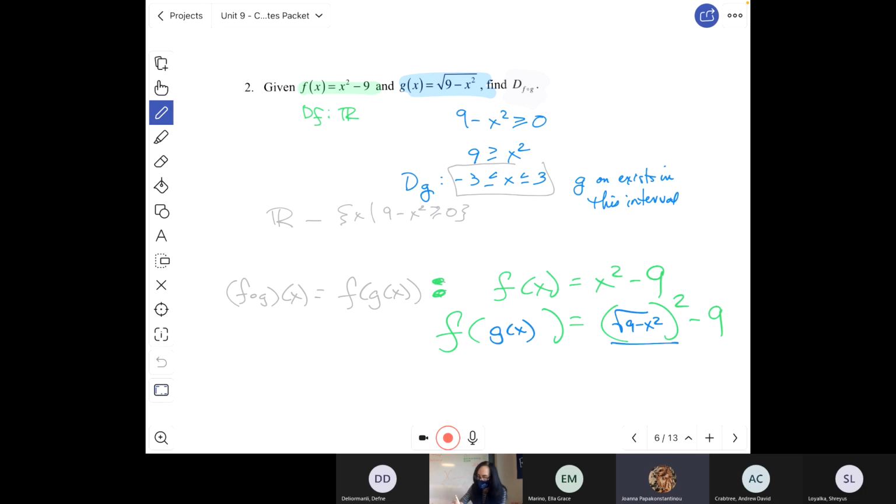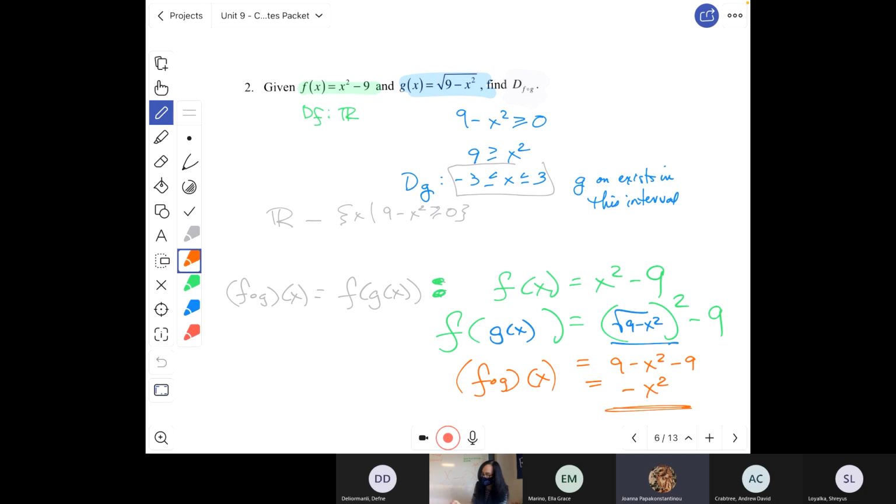You can simplify the first one and just have it be 9 minus x squared because you're squaring the radical. Beautiful. So then you would have f of g of x equals negative x squared. Okay, so this is f of g of x. Do I have any restrictions on this? No, you don't. That's just a quadratic parent function that has been reflected across the x-axis. I have no restrictions on that.